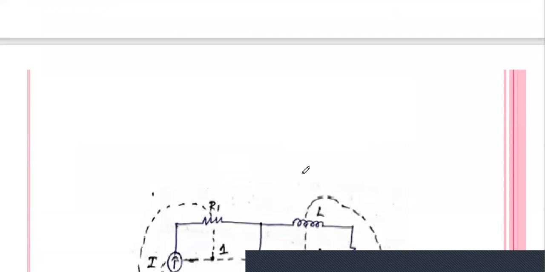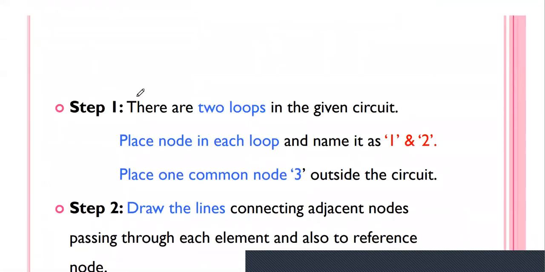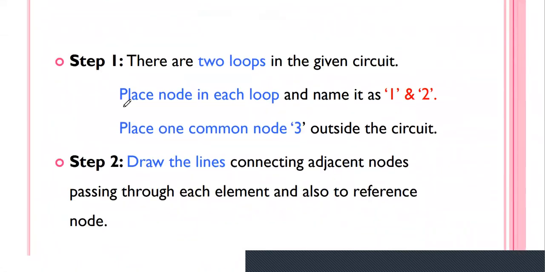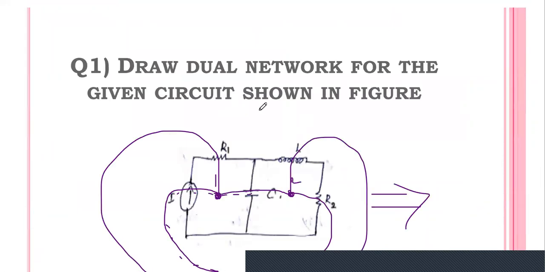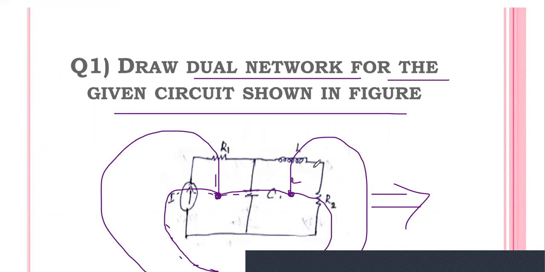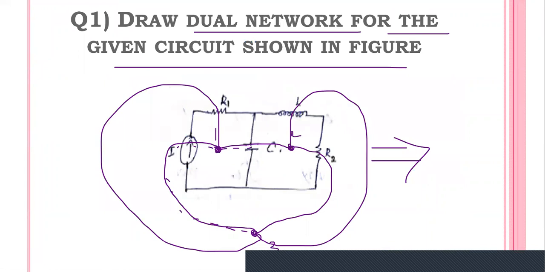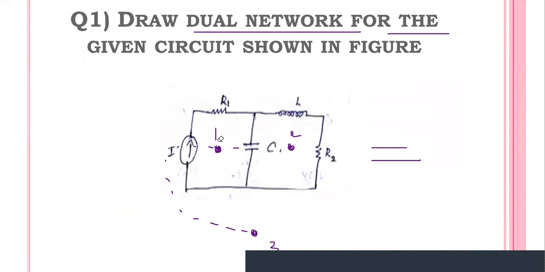Okay, so we will see it step by step. You see the first step. In our given diagram, this is our question. This is an 8-mark problem. The question is: draw the dual network for the given circuit shown in the figure. Okay, so this is our given circuit.